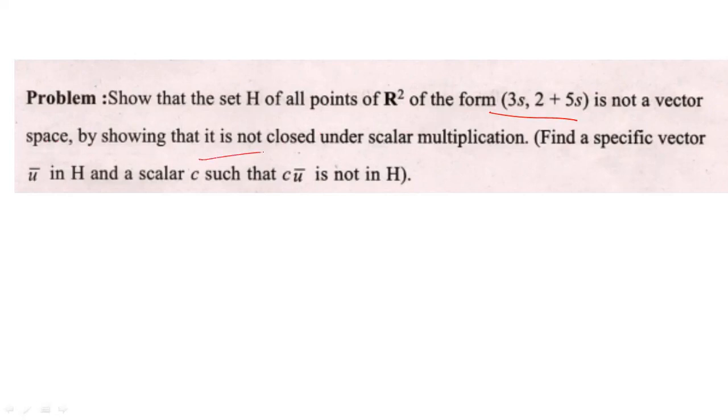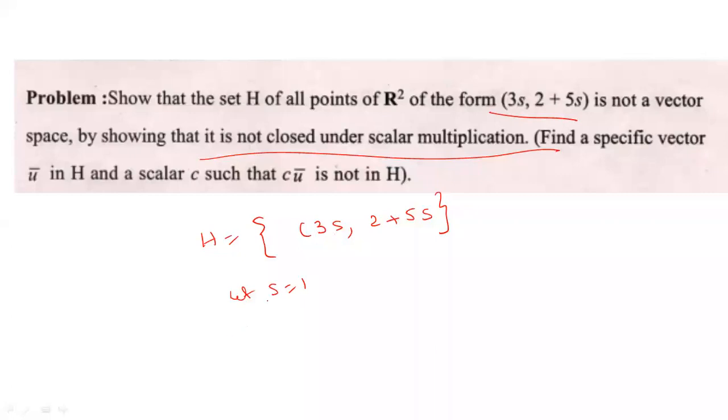We show that it is not closed under scalar multiplication. So what is your H? The set of all points (3s, 2 + 5s). For example, let us take an element. Let s equal 1. Just as an example, you will get (3, 2 + 5) = (3, 7). So let us take (3, 7) belongs to H.